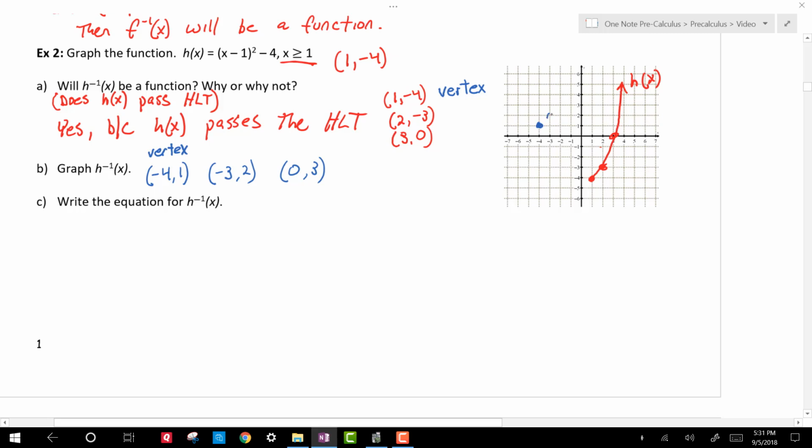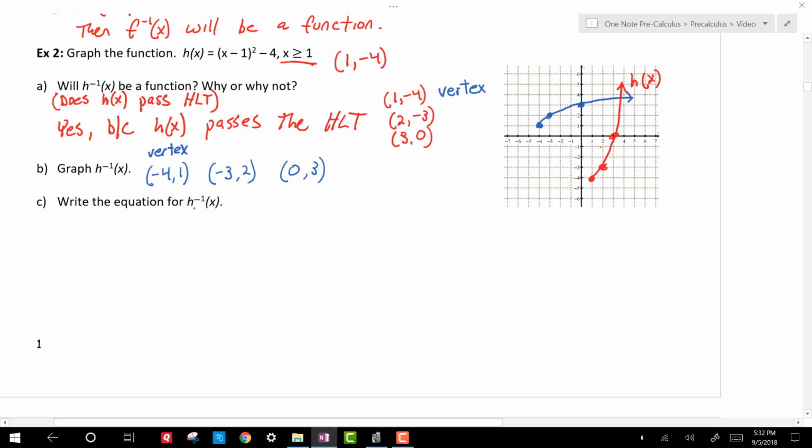-3, 2 is up here. And 0, 3 is up here. Now remember, this is the vertex back here at -4, 1. So the graph is going to roll up and around that way. And you can see that the blue graph will now pass the vertical line test. Okay? But now it actually wants us to write the equation for the inverse.